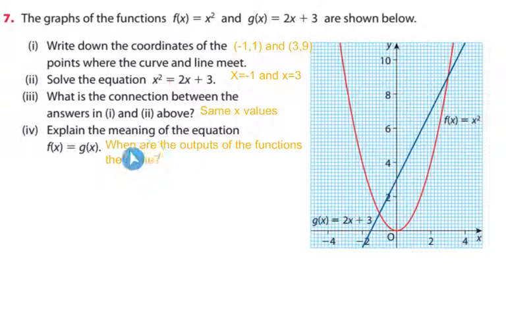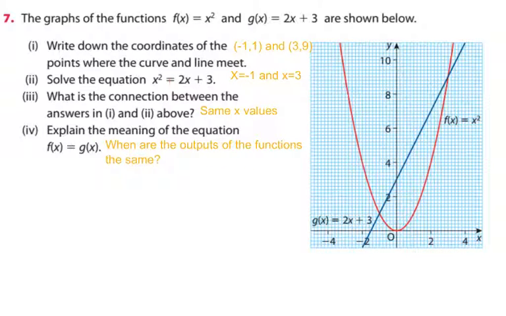Explain the meaning of the equation f of x is equal to g of x. So when is f of x equal to g of x? Well, what this question means is when are the outputs of the functions the same. So when we put a minus 1 into the quadratic, we get 1. When we put a minus 1 into the linear function, we get a 1 as well. When we put a 3 into the quadratic, we get 9. When we put a 3 into the linear function, we get a 9. So that's what it means. You're finding out when the outputs of the functions are the same.